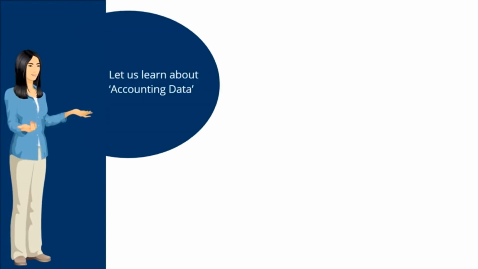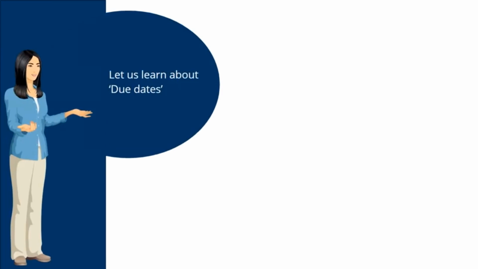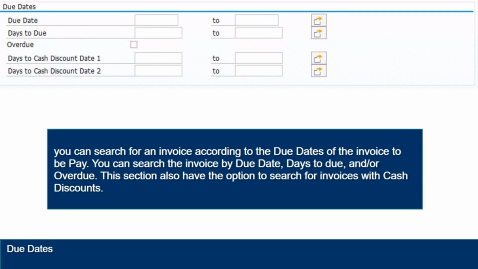In this section, you can search for an invoice based on the accounting information and search by the person who posts the invoice, GL account, cost center, internal order and WBS element. Let us understand about due dates. In this section, you can search for an invoice according to the due dates of the invoice to be paid. You can search the invoice by due date, days to due, and overdue. This section also has the option to search for invoices with cash discounts.